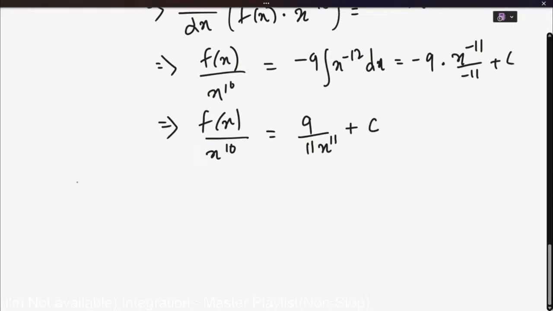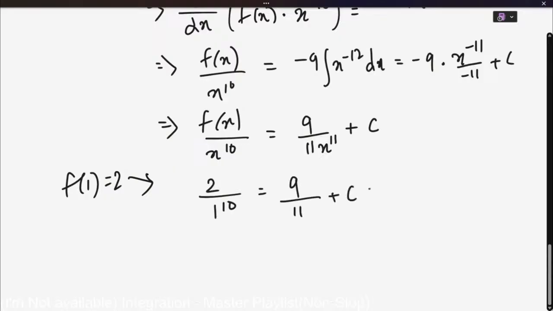Now, we were also given the information that f of 1 equals to 2. We can put this in this equation to get 2 by 1 to the power 10 equals 9 by 11 plus c, which should give us c equals to 2 minus 9 by 11, which is 22 minus 9, which is 13 by 11, right? 13 by 11.